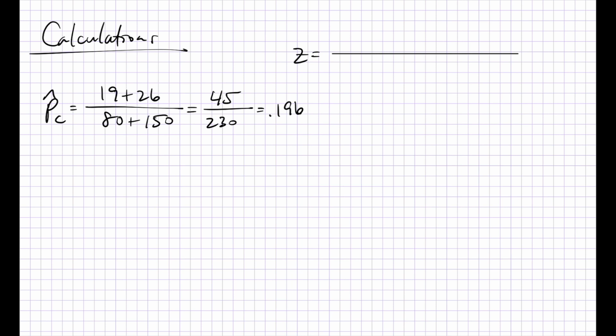Because one sample size is almost double the other one, we don't want that one to overshadow, overcook what's actually going on. So that's why we pool. 0.196 represents both.